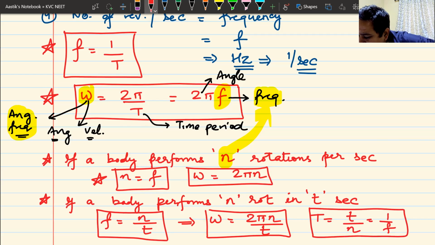Please remember these small points. These small points are the questions that are going to come in your exam, and you should not miss them at any cost. That is the prime important factor. I hope you are noting everything down.